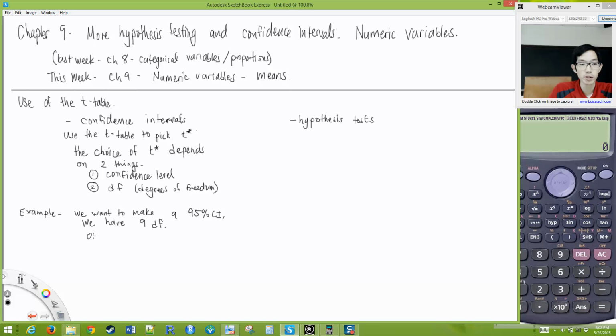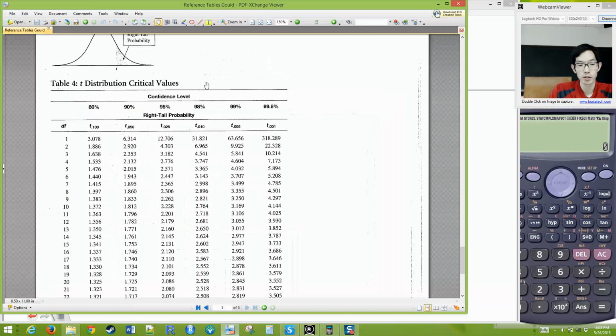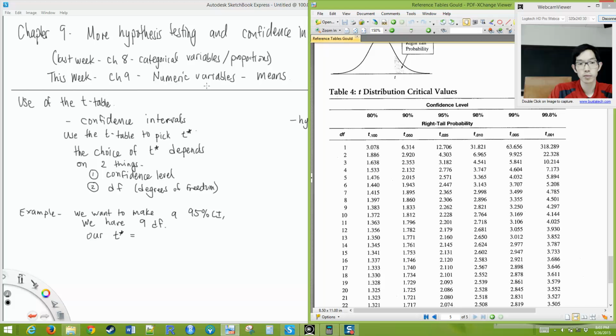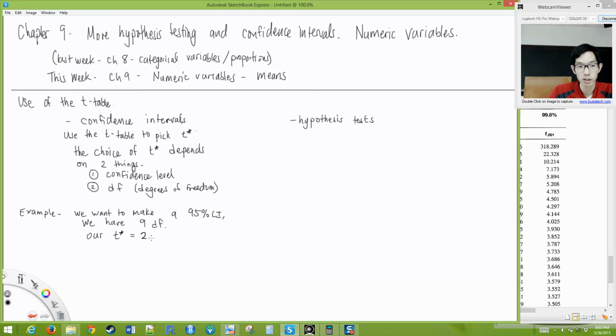Our t star will come from the table, and our t star is equal to, so let me just put this over here. What you're going to do is find the column heading that says 95%, and you go to degrees of freedom 9, and you will use the value 2.262. So our t star is 2.262.